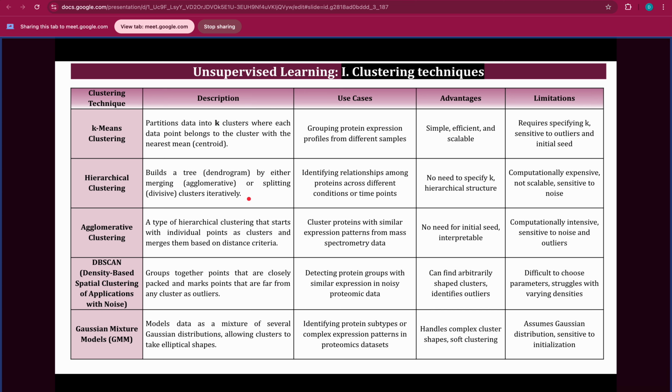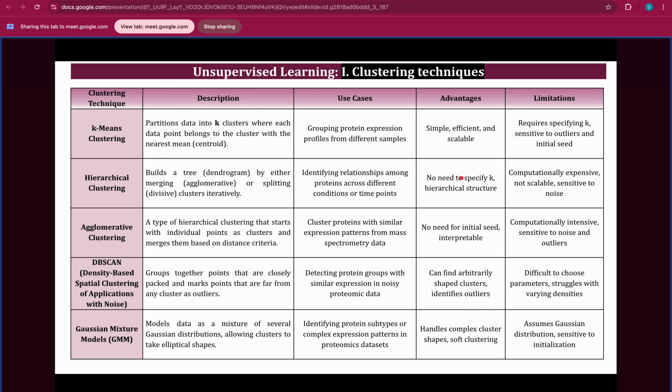In this case, if you have a bigger cluster, it will split it into smaller clusters. For example, in the previous example we have both orange and lemon in one cluster. What divisive clustering will do is split it into two different clusters, calling them lemons and oranges. And if we talk about agglomerative, it will combine them and make a bigger cluster for the citrus fruits. So that is about hierarchical clustering. It tries to identify the relationships among proteins across different conditions or time points, so we can use it in such scenarios.